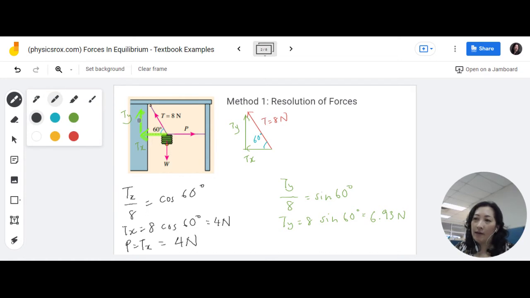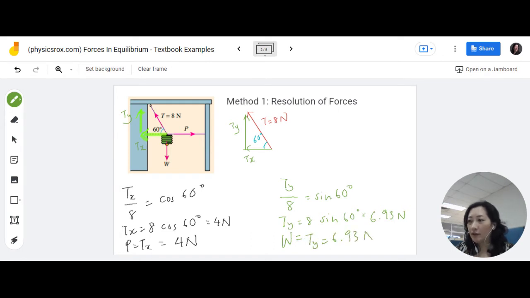W, on the other hand, is directly opposite to Ty, which means that the value of W can be compared to Ty, which means it is 6.93 Newton. And ta-da! There we go.